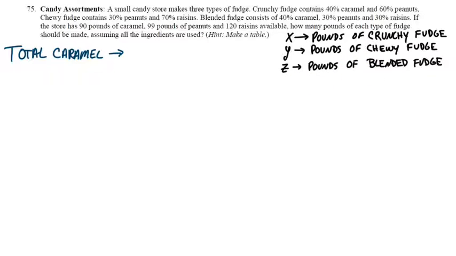So for caramel, it says 40% goes into the crunchy fudge, so I'm going to put 0.40x, and 40% goes into the blended fudge, so I'm going to put 0.40z. But it didn't mention anything about being in Y. It didn't mention anything about the chewy fudge, right? It just mentioned it was in the crunchy fudge, X, and the blended fudge, Z. And we can see that right here.